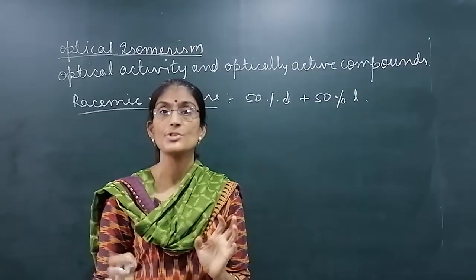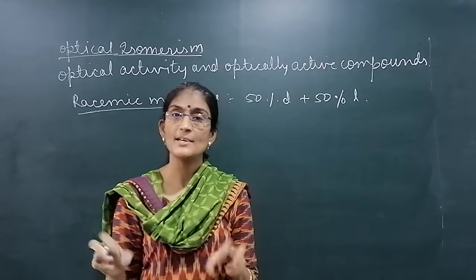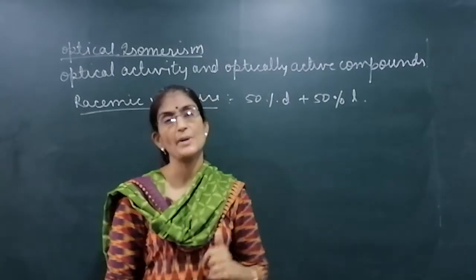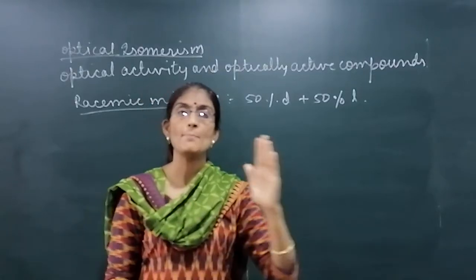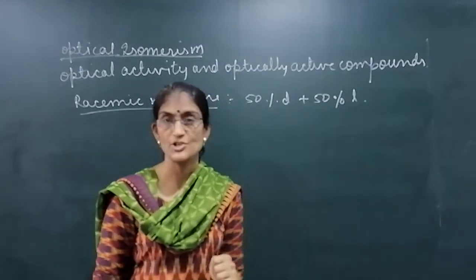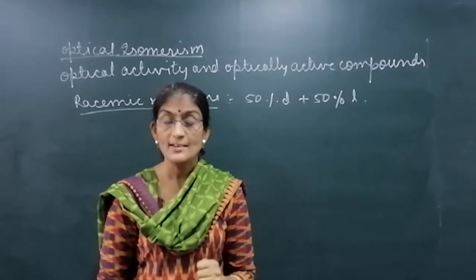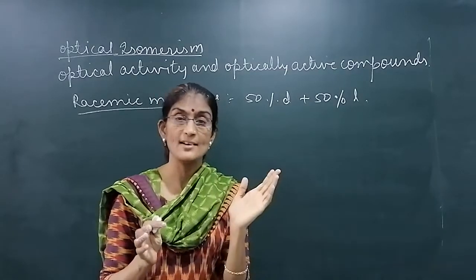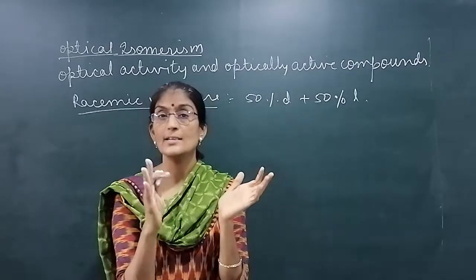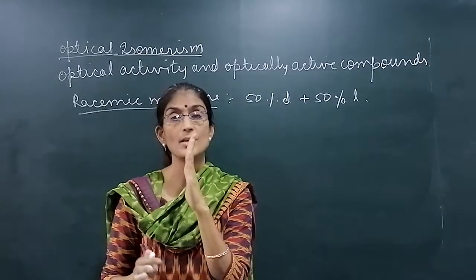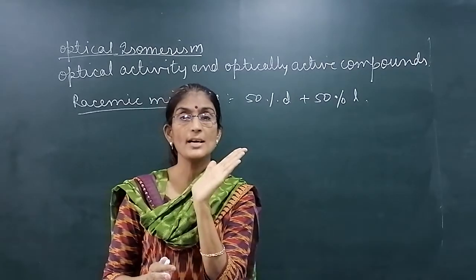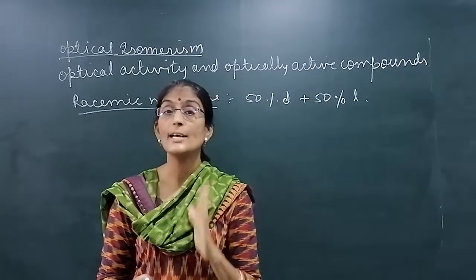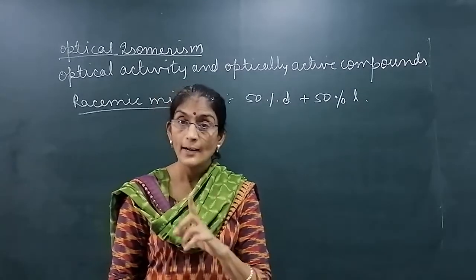Both are different compounds. If we mix 50% and 50% and fill it in a polarimeter tube, it will not show optical activity, no optical rotation. What is the reason? Because dextro rotates the light towards the right side, levo rotates it towards the left side. So again the angle will become 0. Dextro rotates it this much, levo brings it back. So net optical rotation is 0. Compound will be optically inactive.